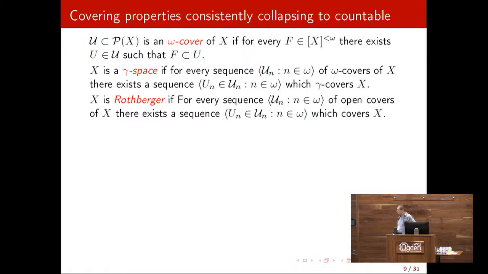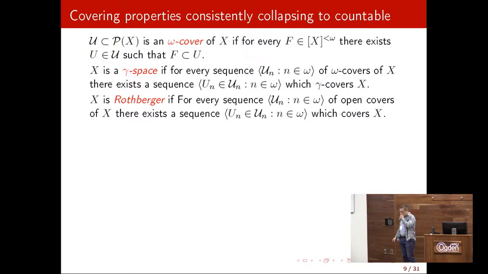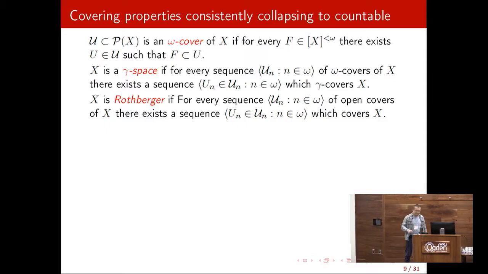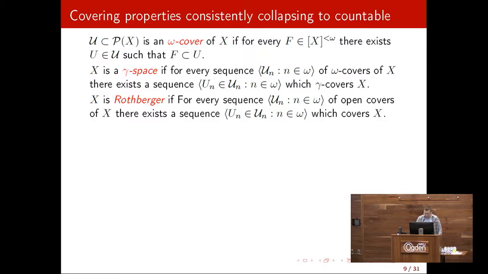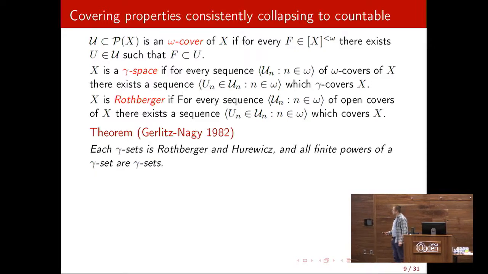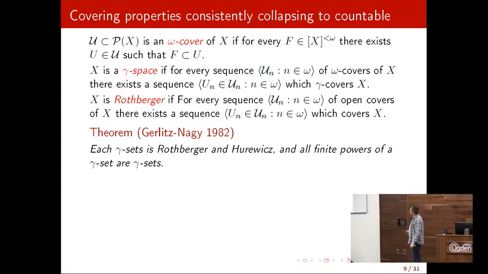So the Rothberger property is just like Menger, but select one. So you're given a sequence of open covers, and you select one from each of them, and you would like to cover your space. And the gamma spaces were introduced by Gerlits and Nagy in 1982, and they proved in the same paper that they must be Rothberger and Hurewicz, and all finite powers of gamma sets are actually gamma sets.